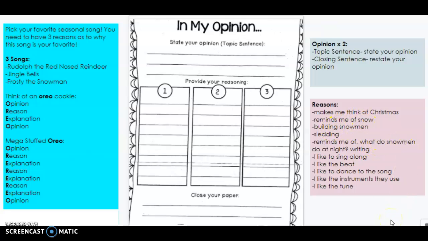"I like to sing along." That could be a reason for any of the 3 songs. "I like the beat." "I like to dance to the song." "I like the instruments they use." And "I like the tune." So all of those could be used for any of the 3 songs. So you need to pick your favorite song. You can only pick one. And come up with a topic sentence, 3 reasons why, and a closing sentence.